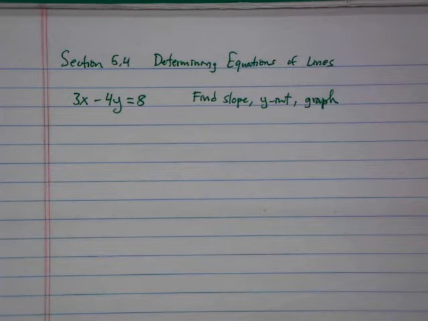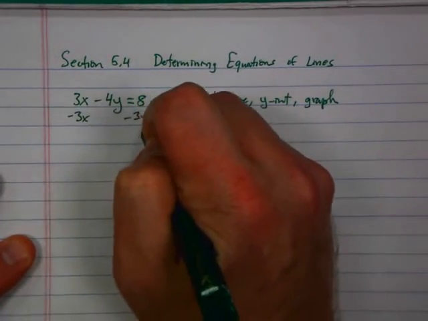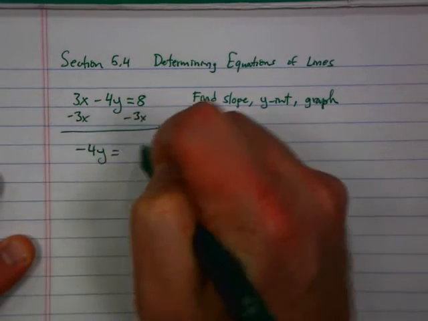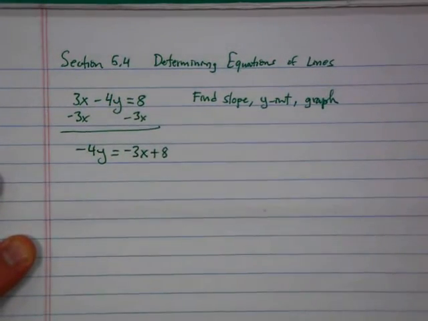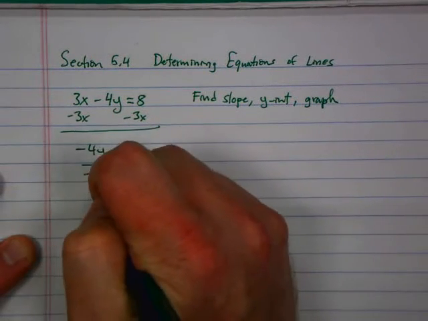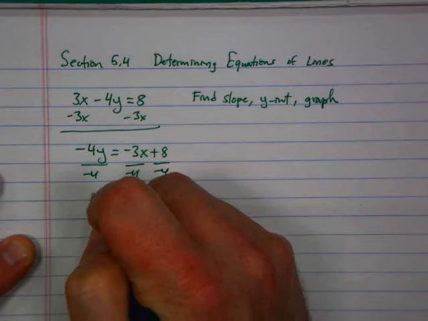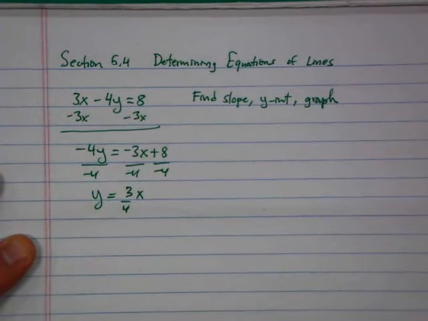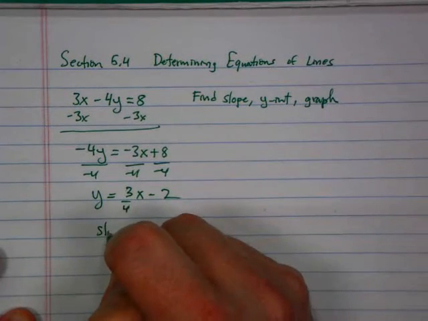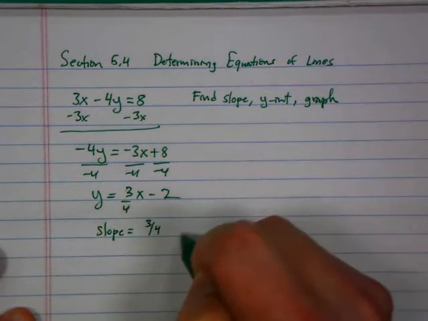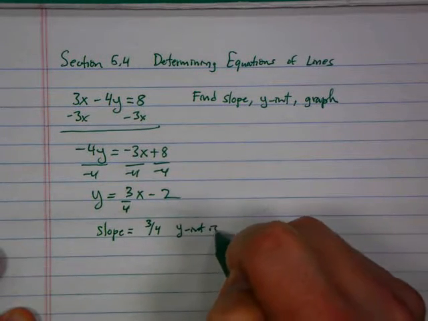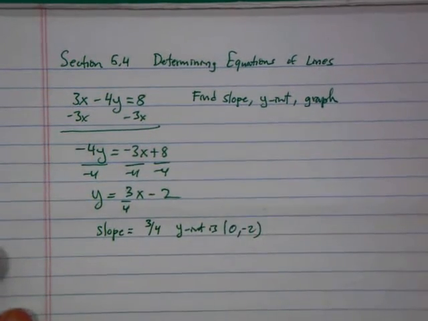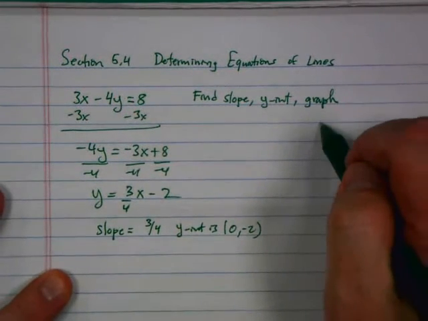What steps would I go through to get y all by itself? Minus 3x on both sides. So minus 4y is minus 3x plus 8, divided by negative 4. So y equals positive 3/4 x, because two negatives make a positive, minus 2. Okay, so that's wonderful. Now we know our slope is 3/4. We know our y-intercept is (0, -2). I would, again, prefer that you write that as a point. And then we draw the graph.